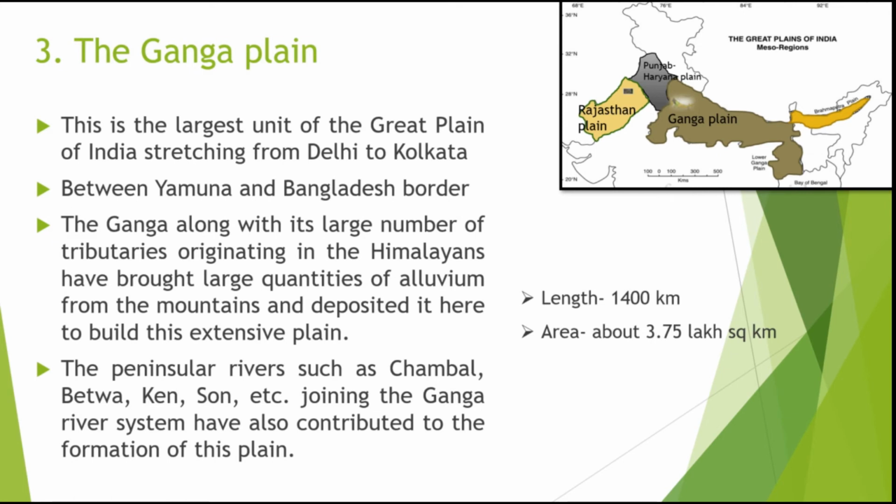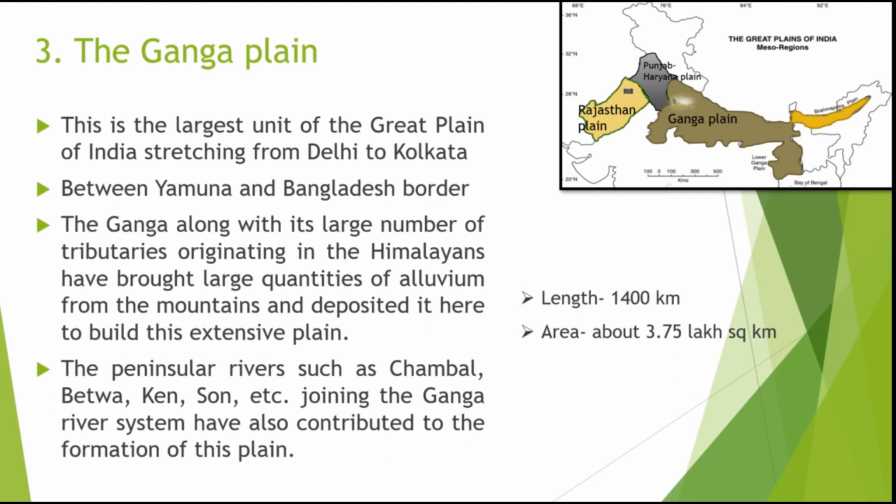Then the third one is the Ganga plain. The Ganga plain is the largest unit of the Great Plain of India, stretching from Delhi to Kolkata in the states of Uttar Pradesh, Bihar, and West Bengal. It lies between Yamuna and the Bangladesh border. Ganga plain is formed due to the depositional activities of the river Ganges and its Himalayan and peninsular tributaries.